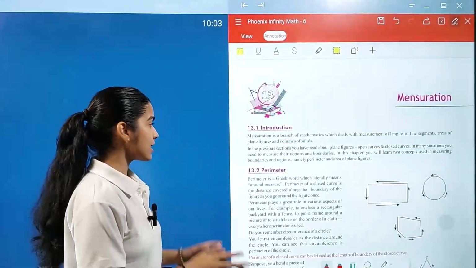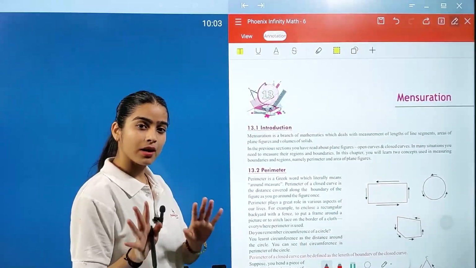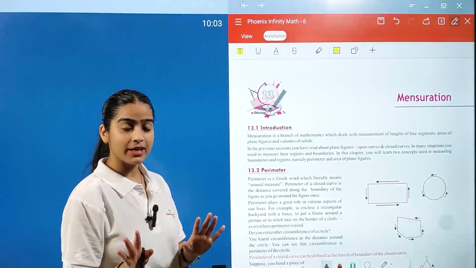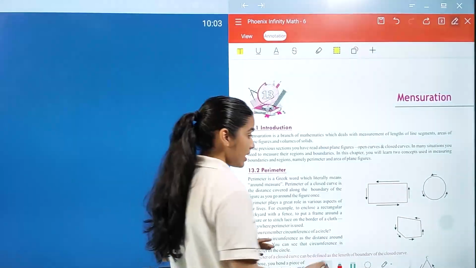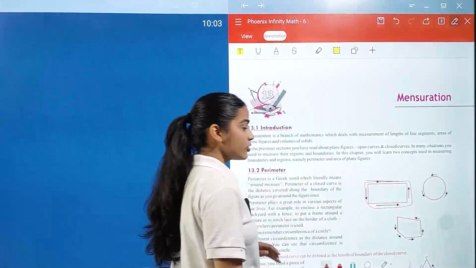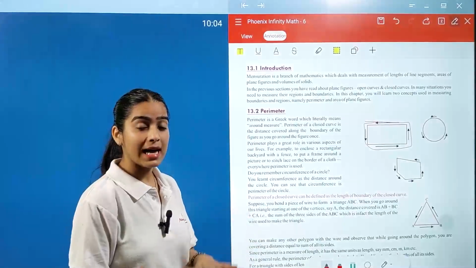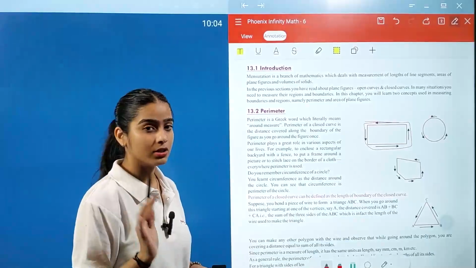Before starting this, what do we mean by perimeter and area? I hope you remember your earlier classes' concepts, right? Perimeter means when we deal with the boundaries only, that is called perimeter, and when we deal with the surface which lies inside these boundaries, it is called area.